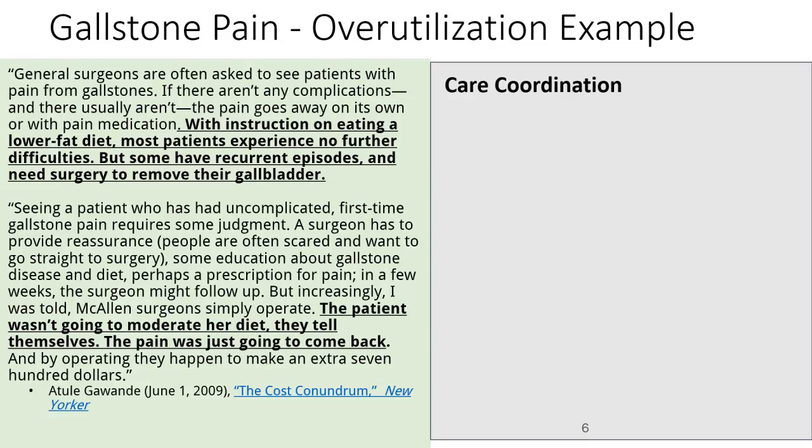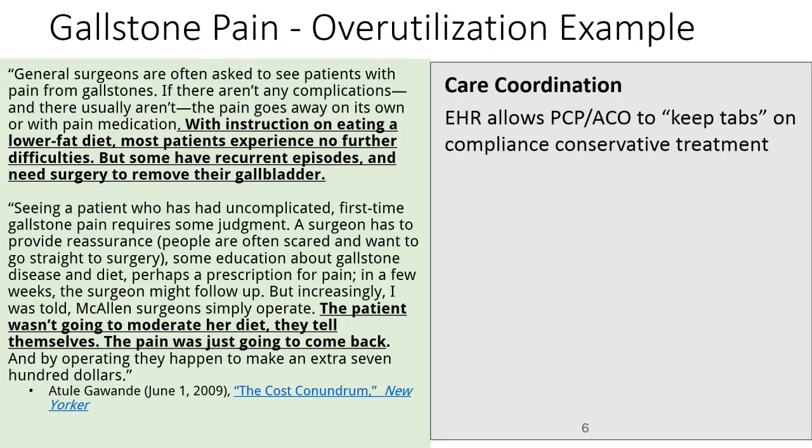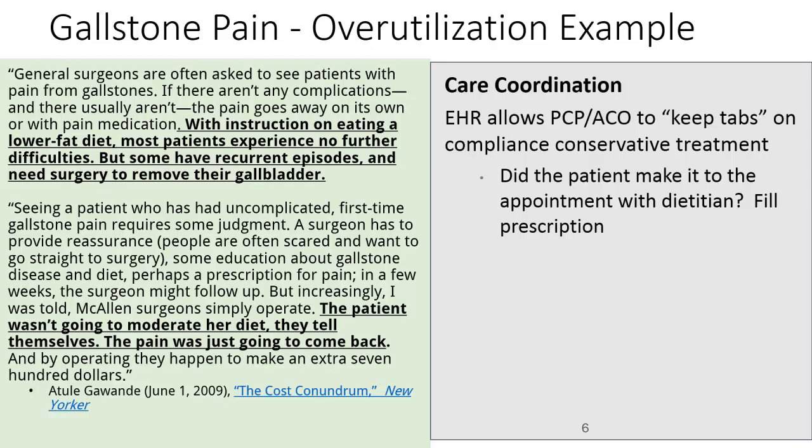If the primary care doctor recommended conservative treatment, an ACO with a good EHR that exchanges data could allow better care coordination. Specifically, the ACO could see whether the patient actually got in to see a dietitian or whether the patient actually filled the prescription. They could also see the notes from the dietitian visit and make sure there is appropriate follow-up care.